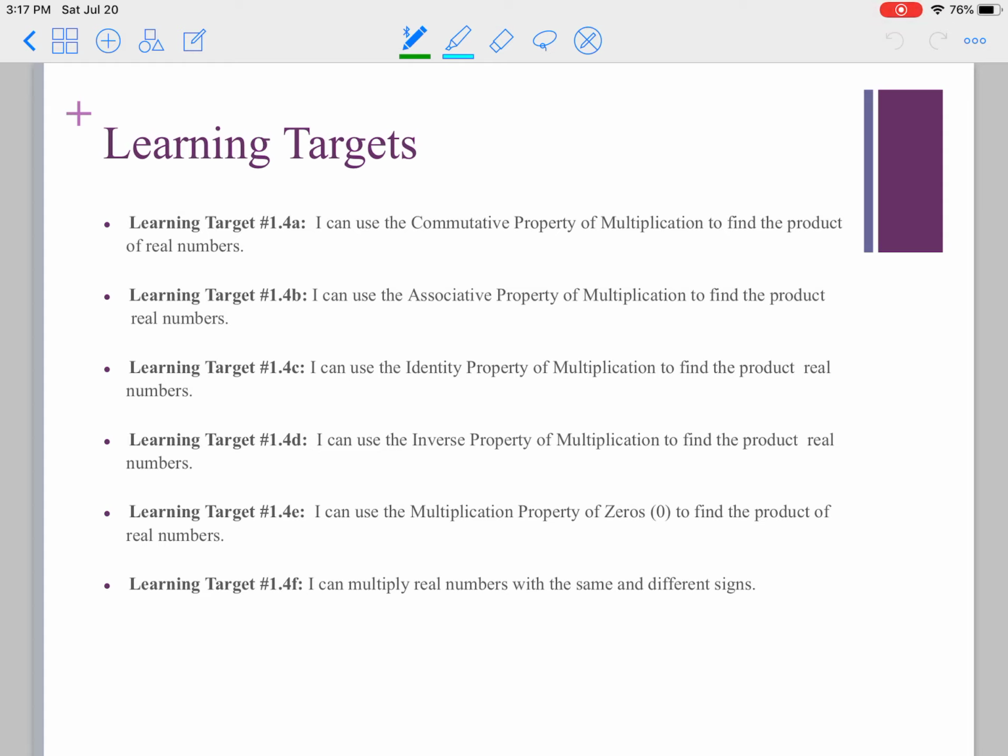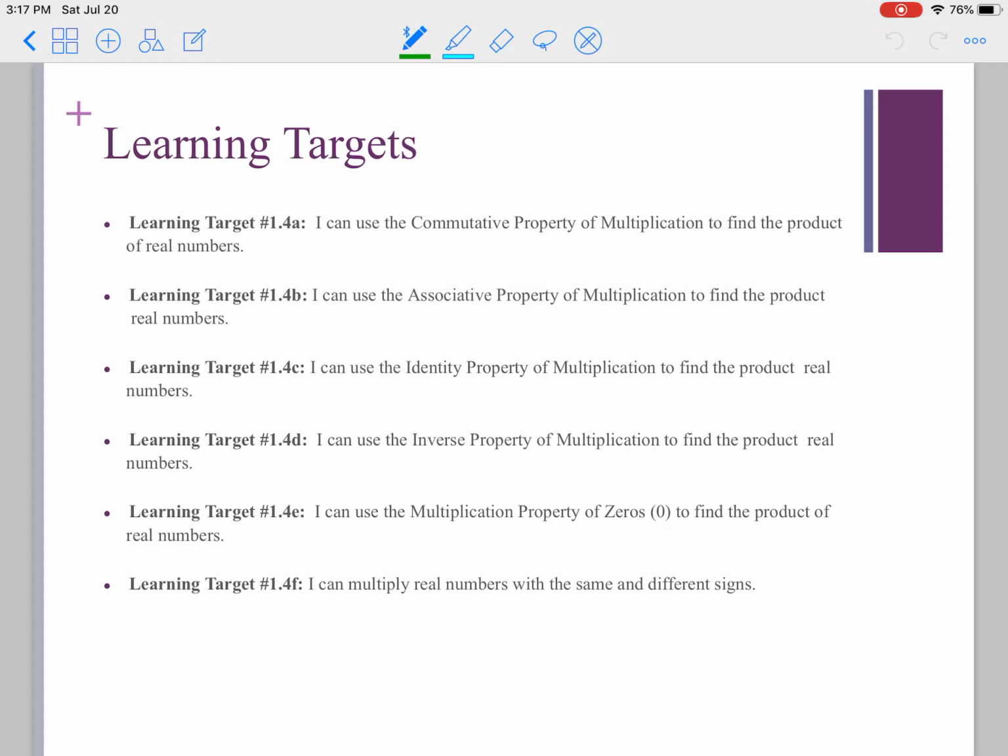Learning target number 1.4d, I can use the inverse property of multiplication to find the product of real numbers. Learning target number 1.4e, I can use the multiplication property of 0 to find the product of real numbers. And finally, learning target number 1.4f, I can multiply real numbers with same and different signs.